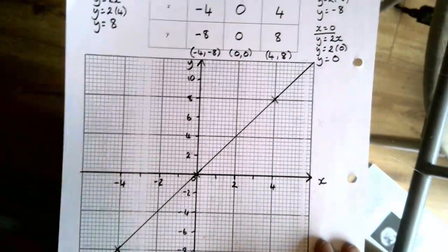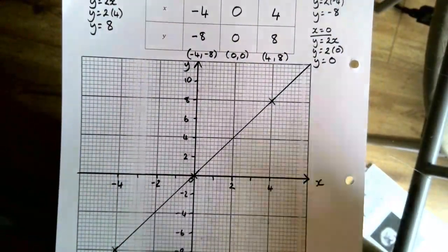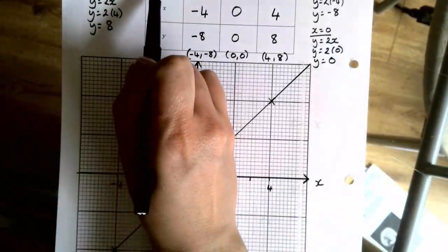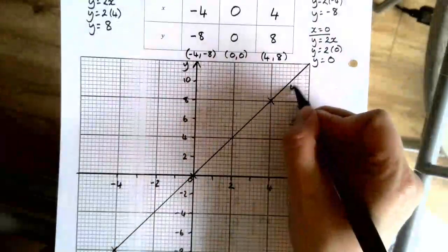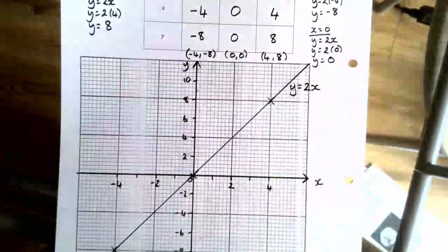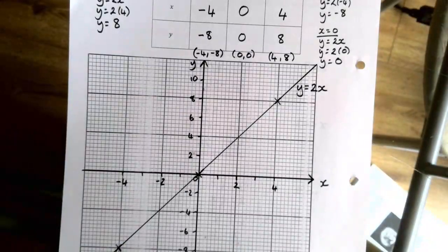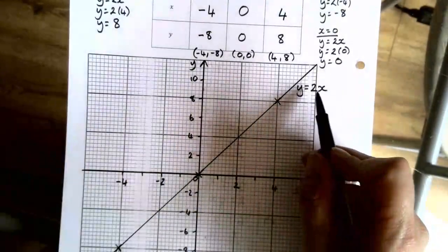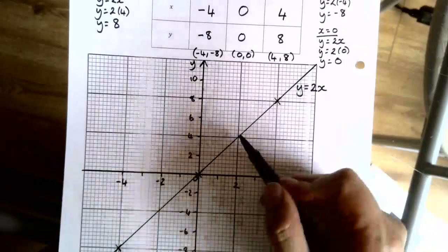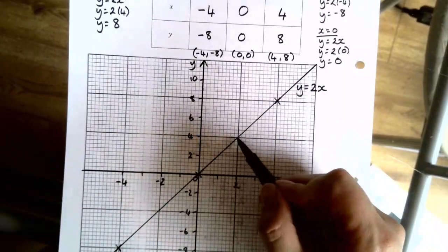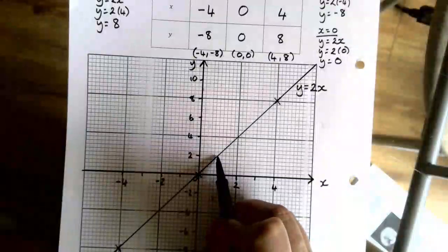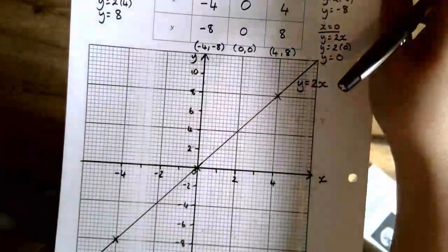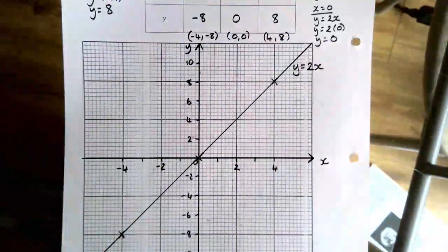And one thing I want you to get into the habit of doing is to always label your line. So the name of this line is y equals 2x. So if you just write it beside your graph, then that's it labelled. And that means that any point on this line, the y coordinate is 2 times the x coordinate. So if we look here, the y coordinate is 4 and that's 2 times 2. If we look here, the y coordinate is 2 and that's 2 times 1. Perfect. Okay, let's look at the next example.